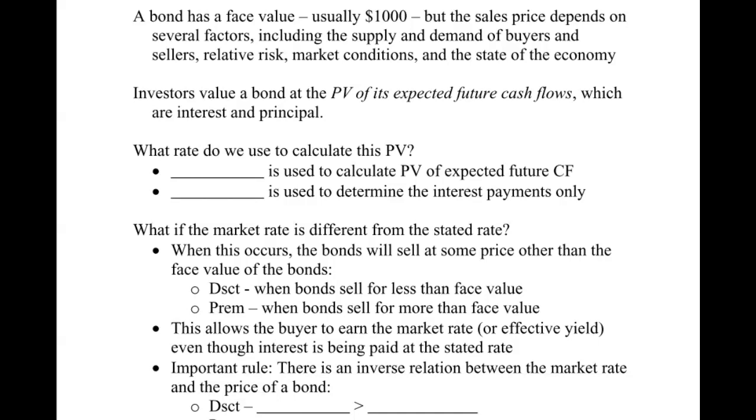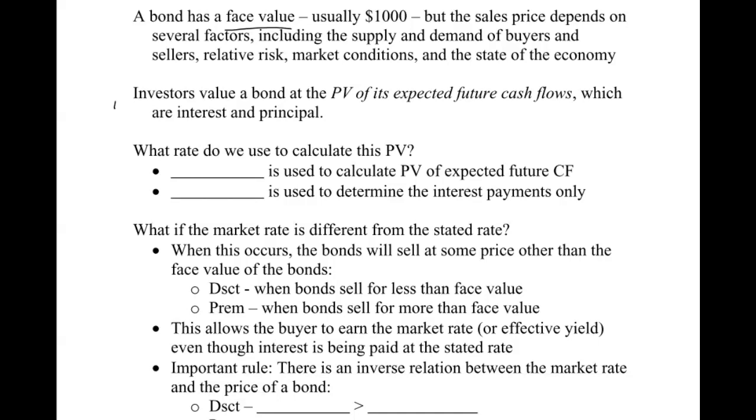Bonds typically have a face value. If you think about the bond, just think of it as an actual piece of paper or certificate. On that, it's going to have a face value, and then it's also going to have what we call a stated rate. The face value just tells you what the maturity value is of those bonds. However, the sales price is going to be different than the face value because it's going to be determined by the economy, supply and demand, risk, things like that. What's going on in the market at that point in time.